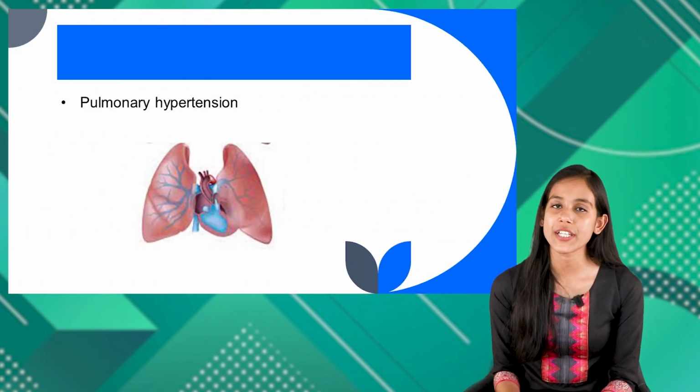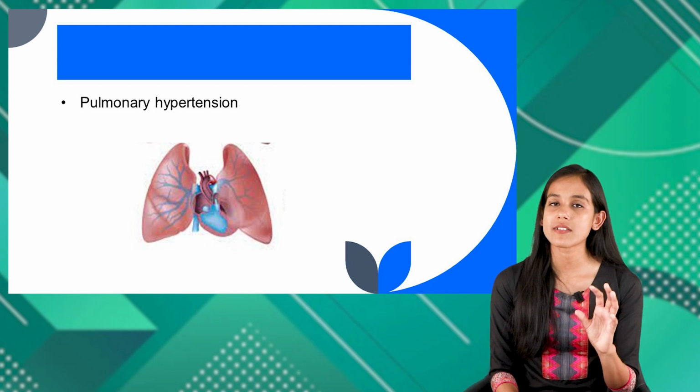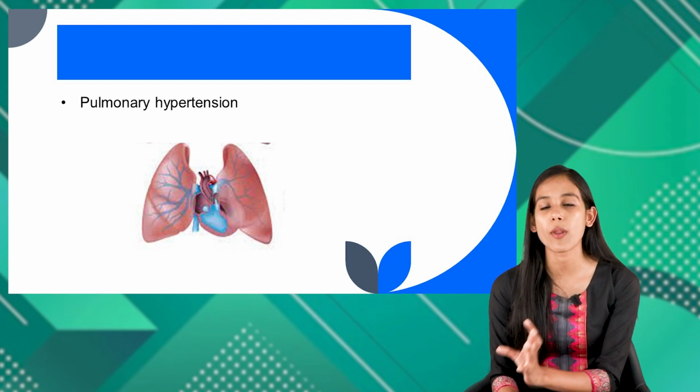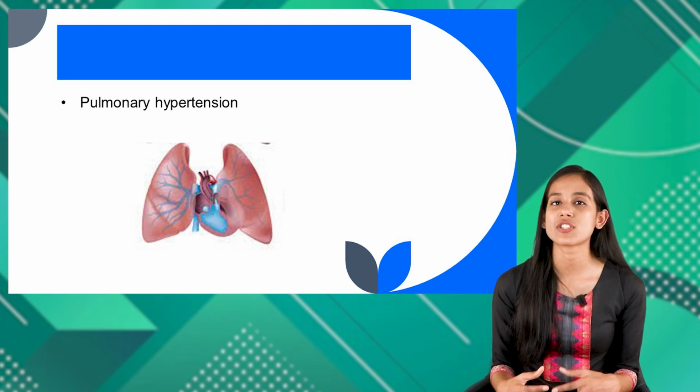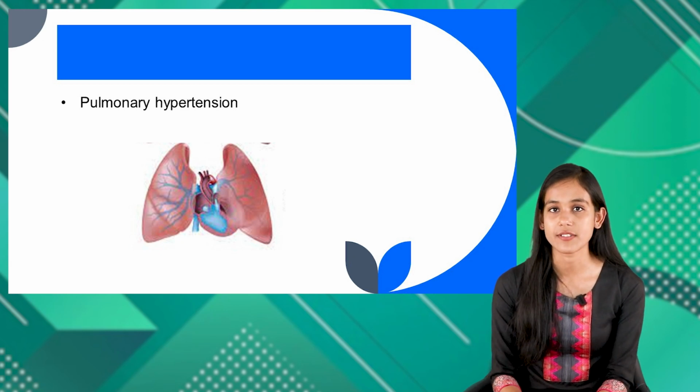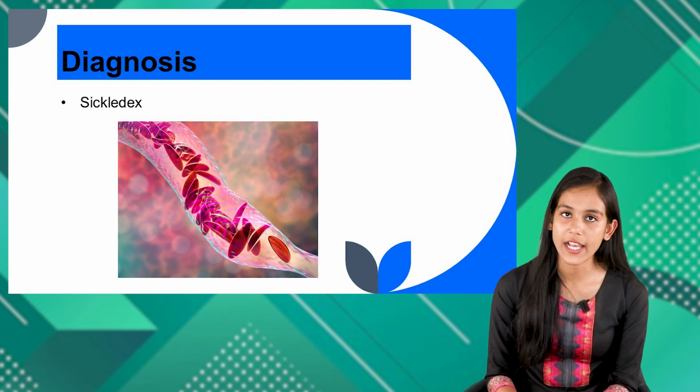Next, there might be pulmonary hypertension. So, if these sickle-shaped RBCs block the blood vessels, then again there is a chance that the child will get pulmonary hypertension. Now, next, let us move on to the diagnosis.